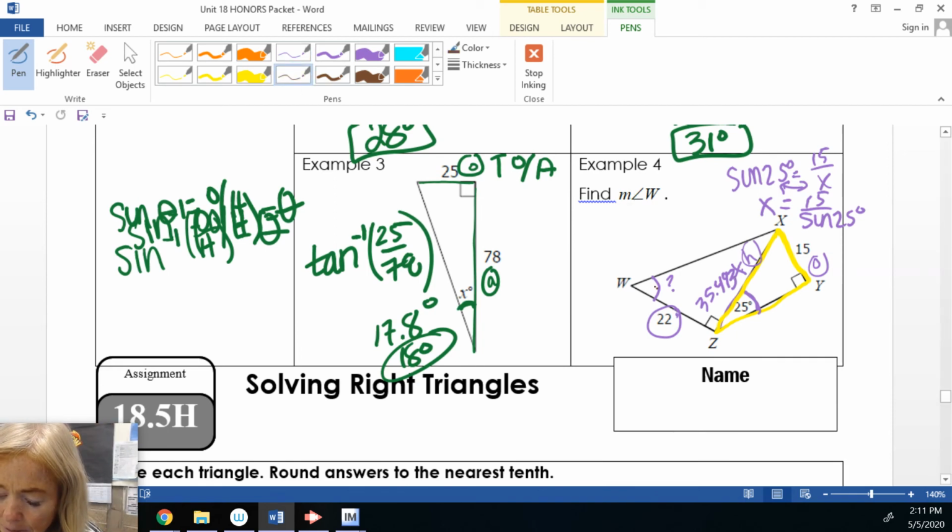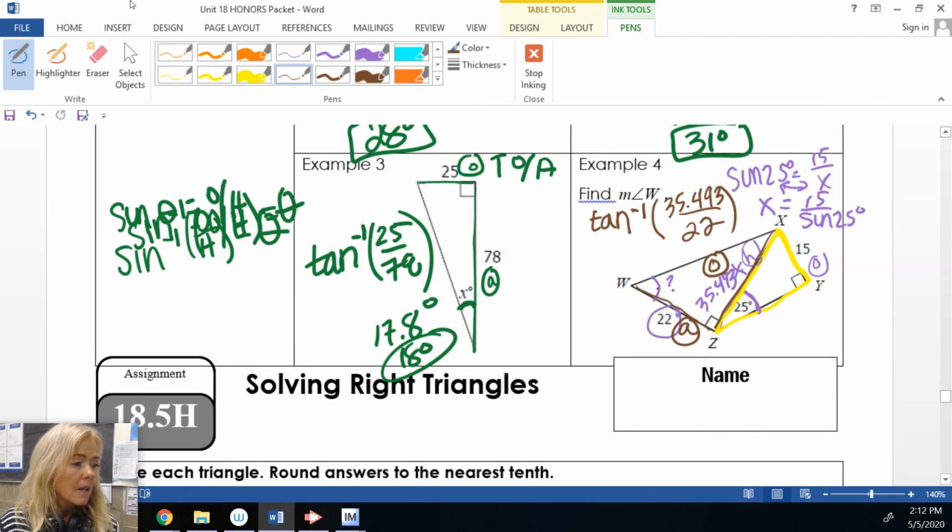We want this angle. So we're going to label, let's see, we have this side and this side. So this side with our X, or 35.493, is going to be opposite, and the 22 is adjacent, runs right into W. So O and A is tangent, so we're going to do tangent. Now we're looking for the angle W, so tan inverse of the ratio of sides, which is that 35.493 that I'm leaving in my calculator over 22.